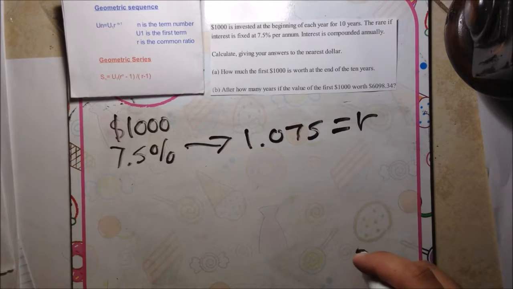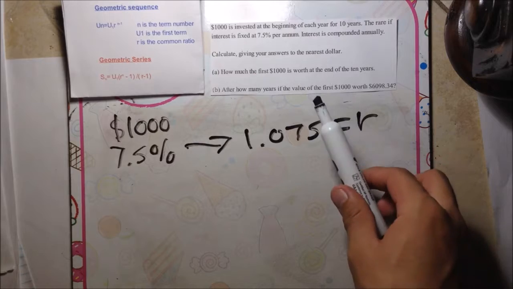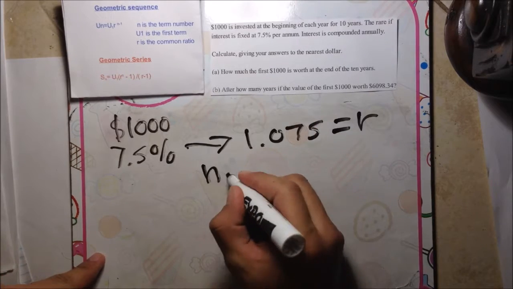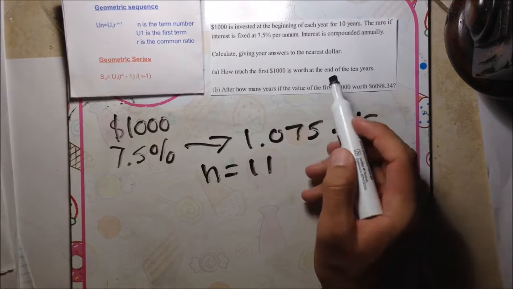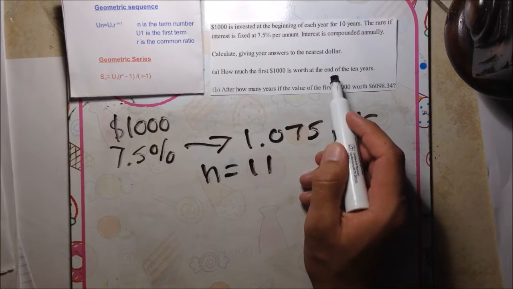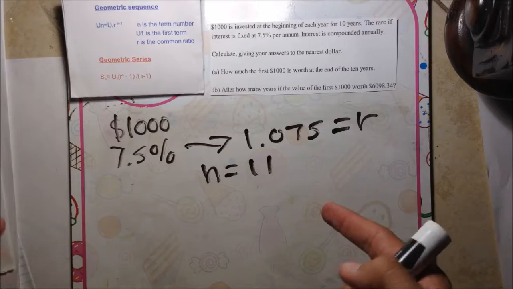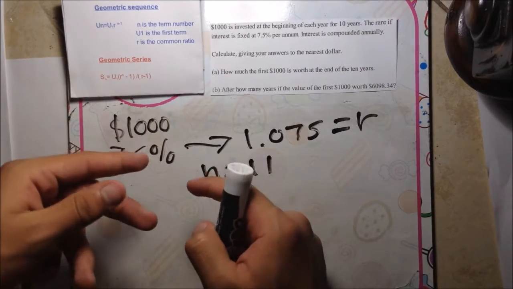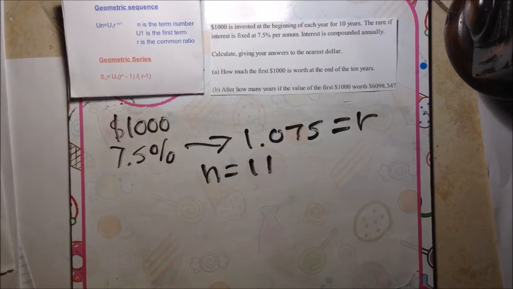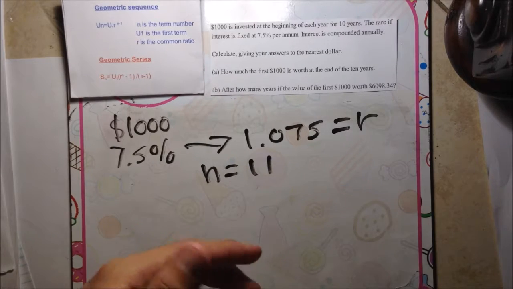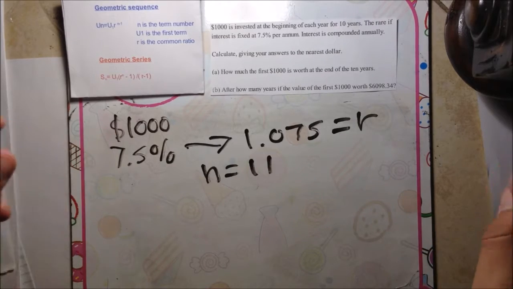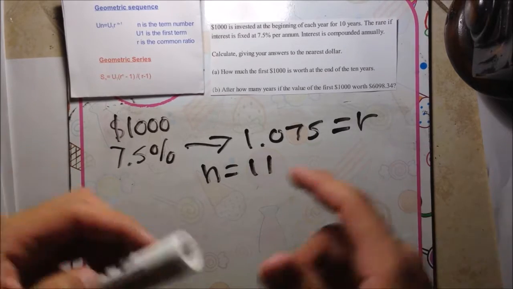Now, looking for our n, we are told that this is at the end of 10 years. So do not be fooled. n would actually be 11, since the way it's worded, it says at the end of 10 years, which would be 11 years in this case. Now all we do is plug everything back into our formula, which is our geometric sequence. And by the way, we know it's geometric because we're asked to find the value of the investment at a certain point in time. In this case, it's after 10 years.